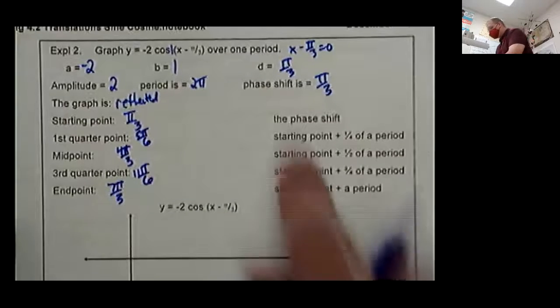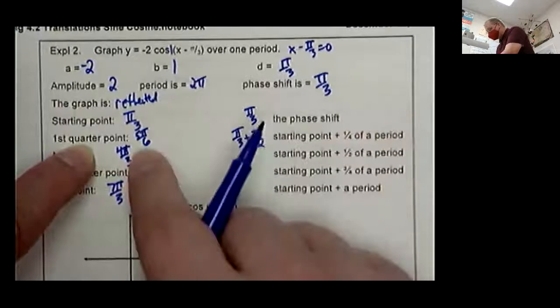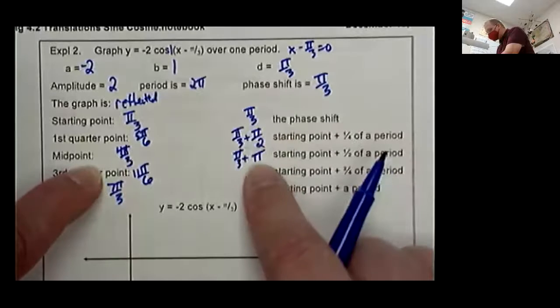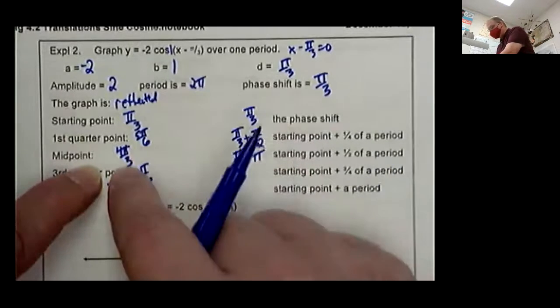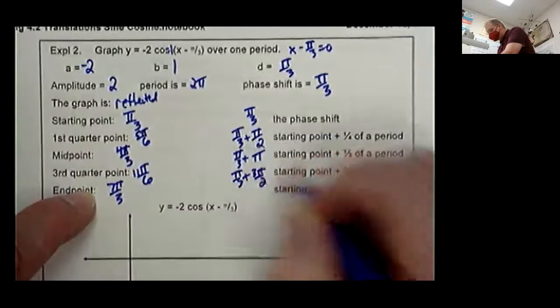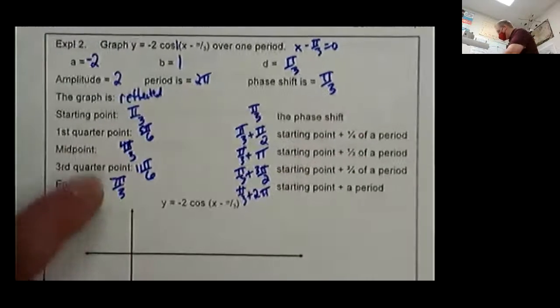Again, you can also use this method. We're going to start at our phase shift, which is pi thirds. The starting point is pi thirds plus a quarter of our period. That's pi halves. So pi thirds plus pi halves. There's our 5 pi sixths. Our phase shift, pi thirds plus half our period is plus pi. And that gets us to 3 thirds pi plus 1 third pi. There's 4 thirds pi. Our phase shift plus 3 pi halves gets us to our 11 pi sixths. And pi thirds plus 2 pi, that gets us to our 7 pi thirds.